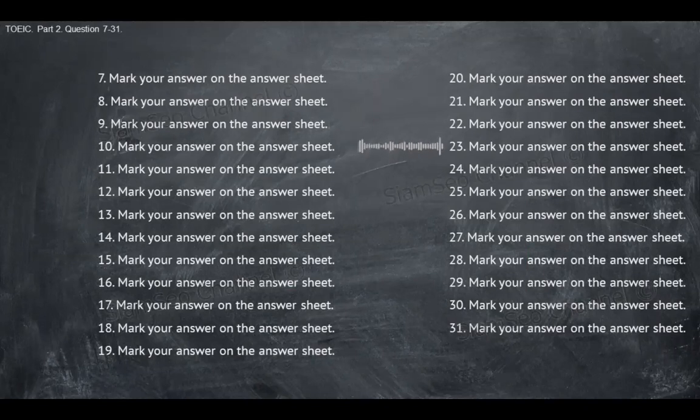Number 23. How often does the subway come to this station? A. 5 or 6 times an hour. B. On the number 3 line. C. Go out exit number 9.